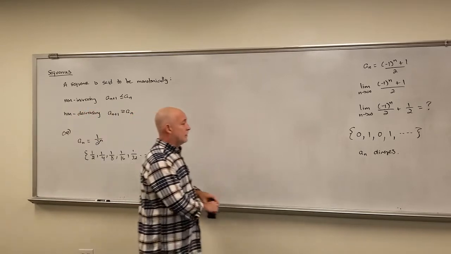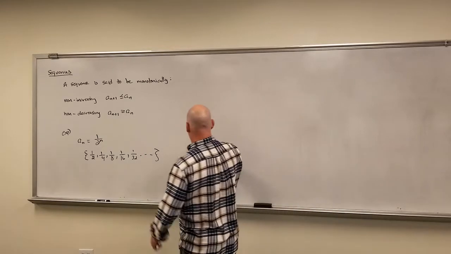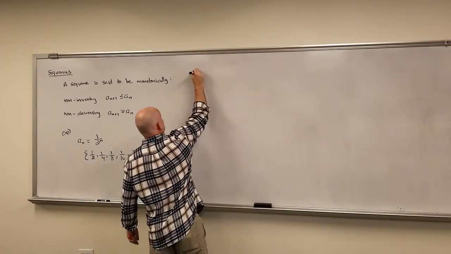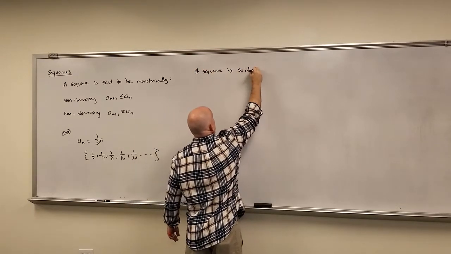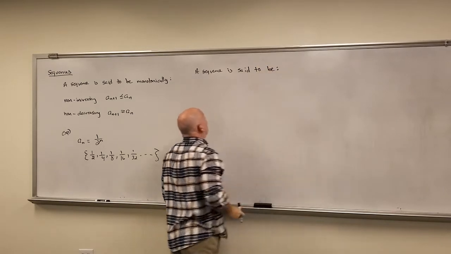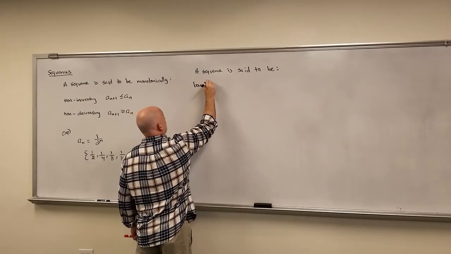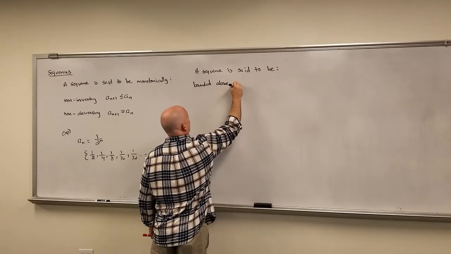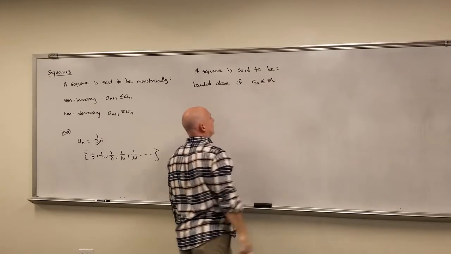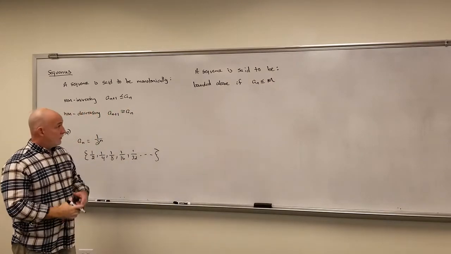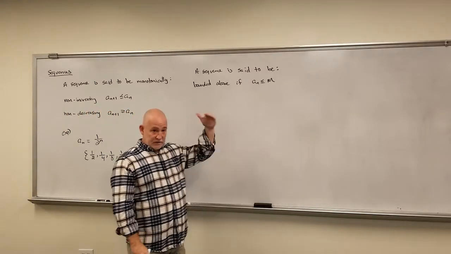The next definition that we need, because we're going to put these two definitions together in a pretty important result, is something called bounded. A sequence is said to be bounded above if a sub n is always less than or equal to some value. So bounded above means that there's some numerical value that the sequence never gets above.